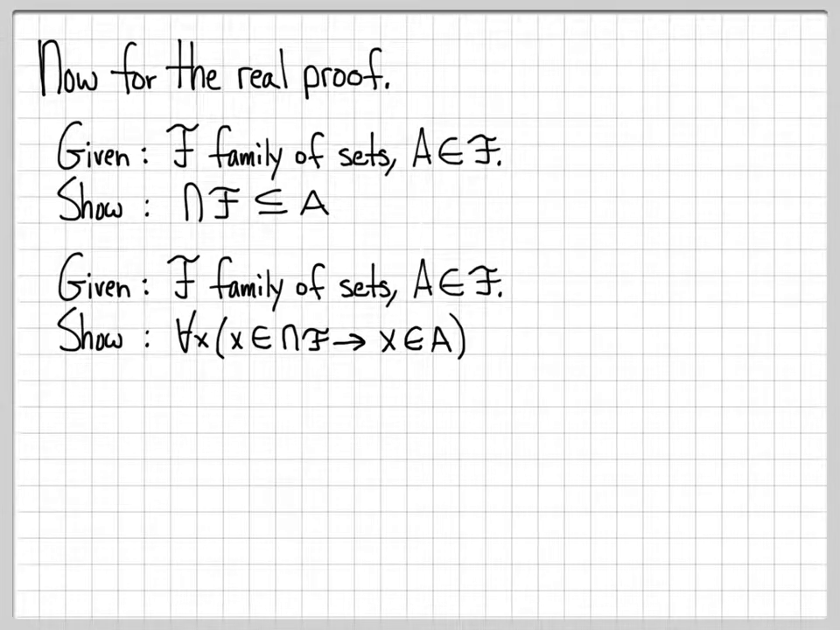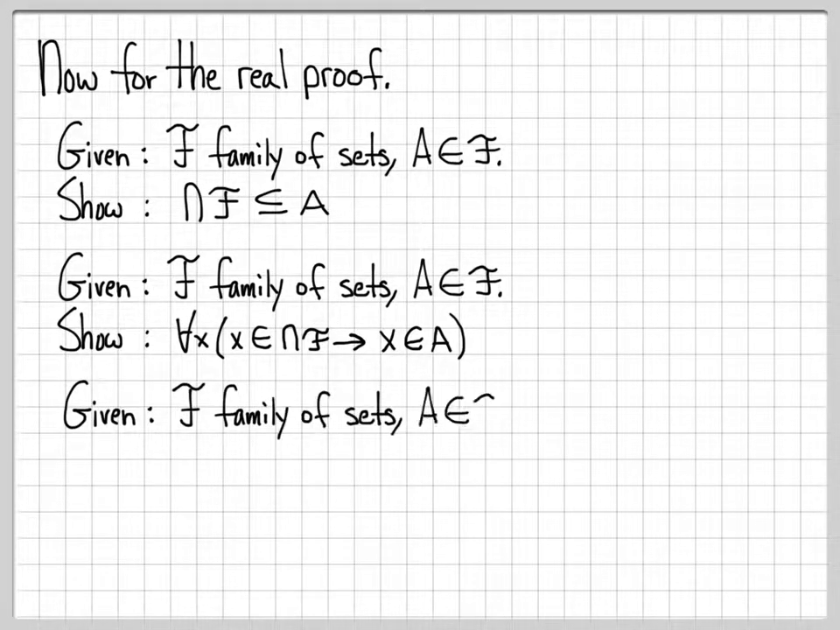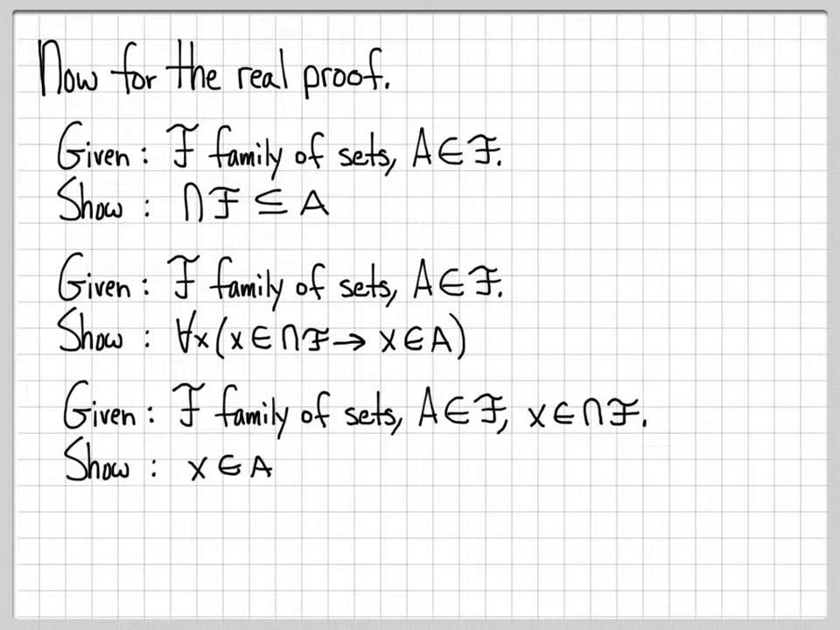And this line gives me a clue now. I'm trying to show something is true for all x. So when you see that for all x, that's your clue to transform your given statement or your assumption to tack on one extra thing. That extra thing is going to be let x be in the intersection of F. So now we can rewrite our goal, what we want to show. I've let x be an arbitrary element of the intersection of F. So this boils our goal down to x needs to be in A.